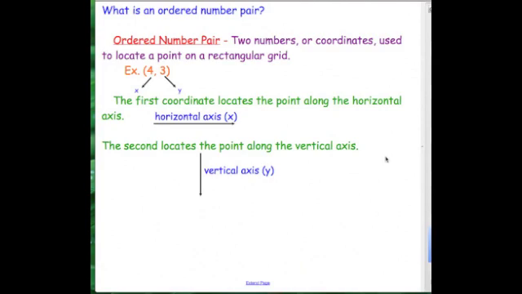What is an ordered number pair? An ordered number pair is two numbers or coordinates used to locate a point on a rectangular grid. The first coordinate locates the point along the horizontal axis. The horizontal axis is labeled with an x, so the first part of our ordered number pair is the x-axis. The second locates the point along the vertical axis, which goes up and down, and it's represented with a y. So out of our 4 and 3, the 3 is our y-axis.